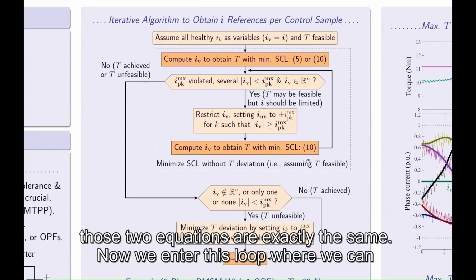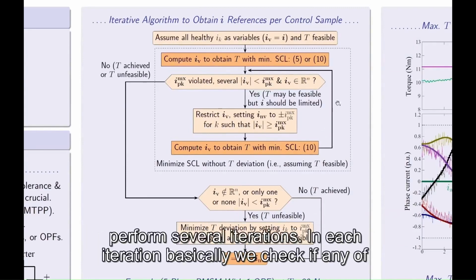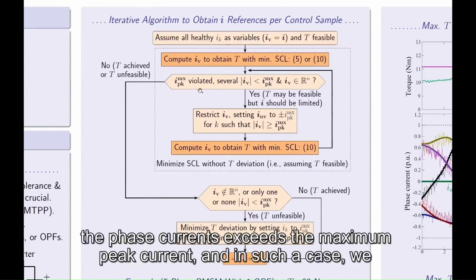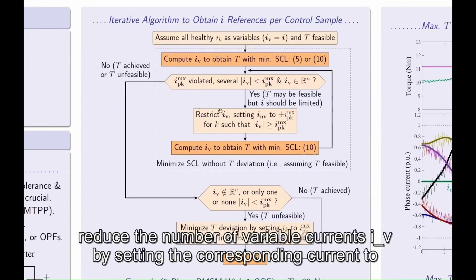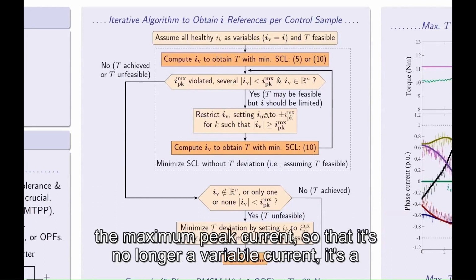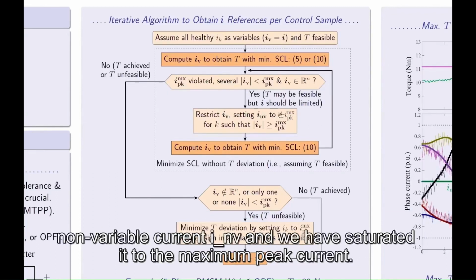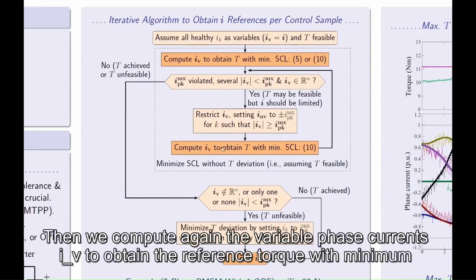And now we enter this loop where we can perform several iterations. In each iteration, we check if any of the phase currents exceeds the maximum peak current. In such a case, we reduce the number of variable currents by setting the corresponding current to the maximum peak current, so that it's no longer a variable current, it's a non-variable current. And we have saturated it to the maximum peak current.